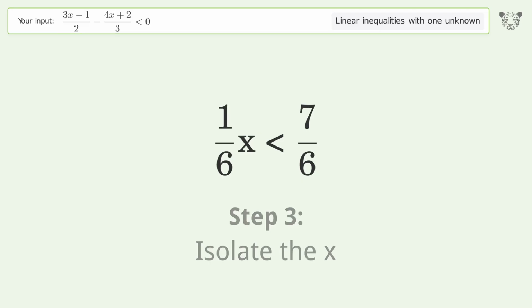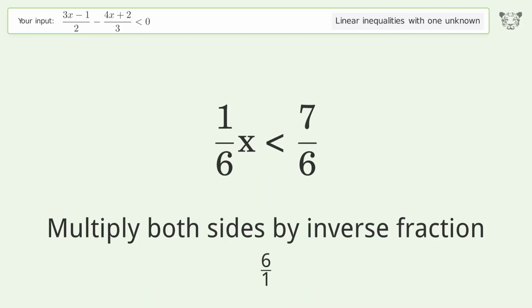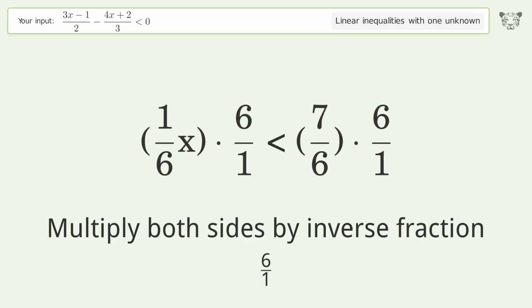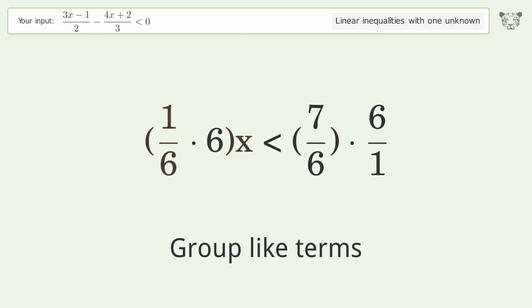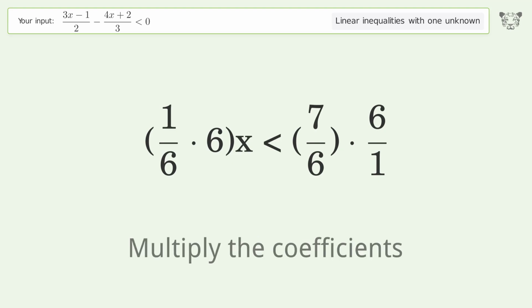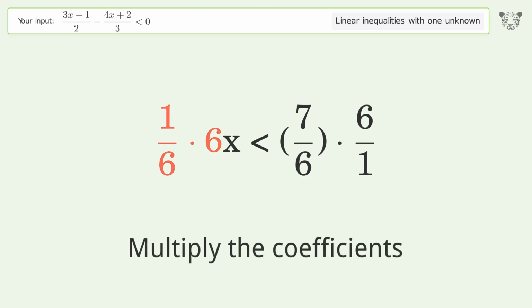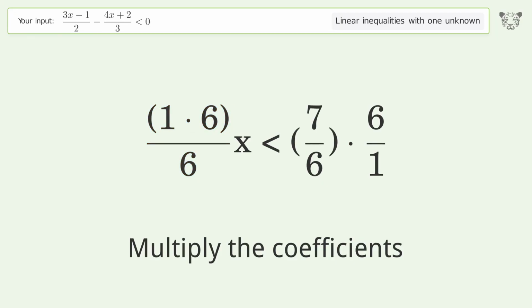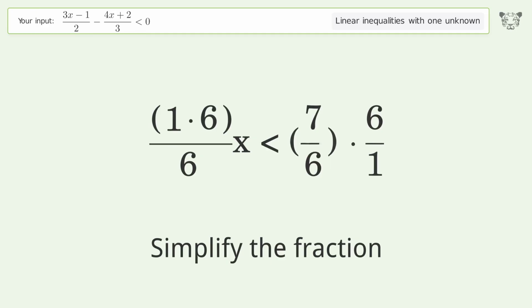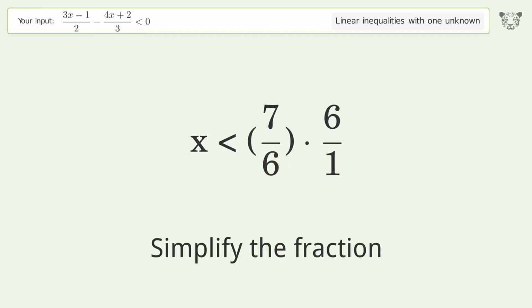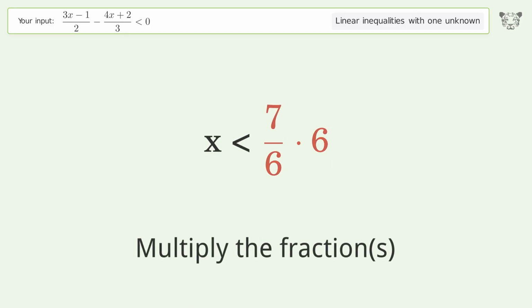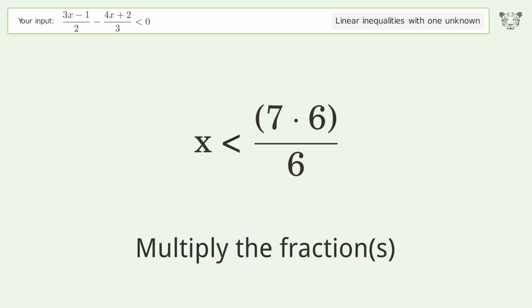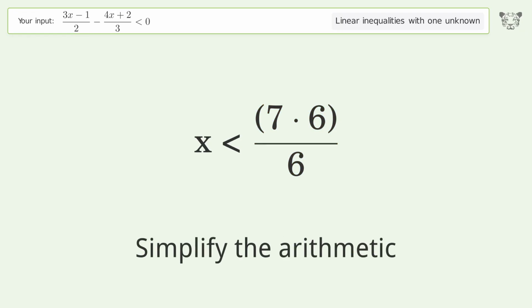Isolate the x. Multiply both sides by inverse fraction 6/1. Group like terms. Multiply the coefficients. Simplify the fraction. Multiply the fractions. Simplify the arithmetic.